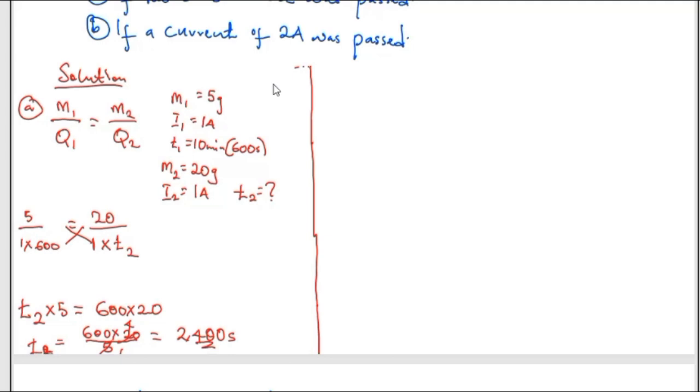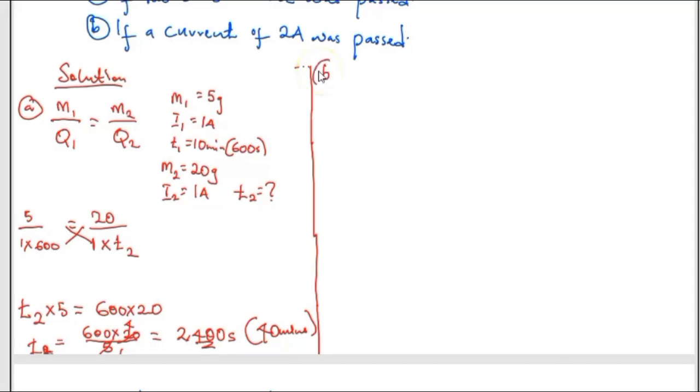So you can convert this to minutes by dividing by 60. If divided by 60, that's about 40 minutes. That's basically that for that. Okay, let's look at the B question.